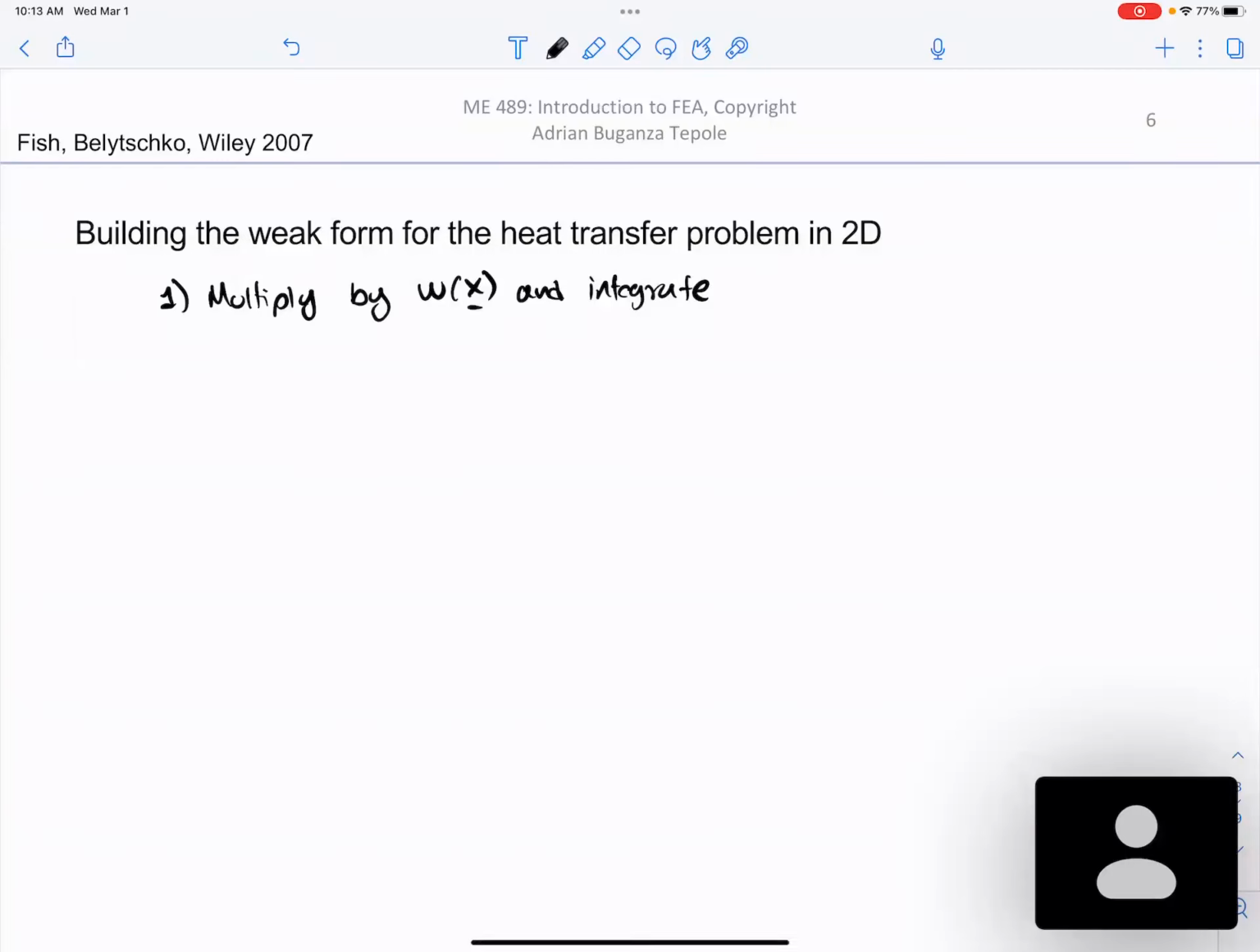So we have the integral over omega of divergence of Q minus S times W equals 0. So again, I just took the PDE, multiplied by a weight function, integrate over omega. Exact same step that we did in 1D.